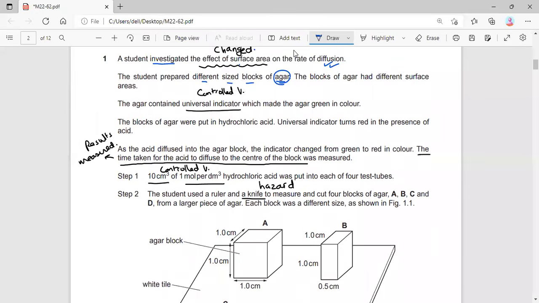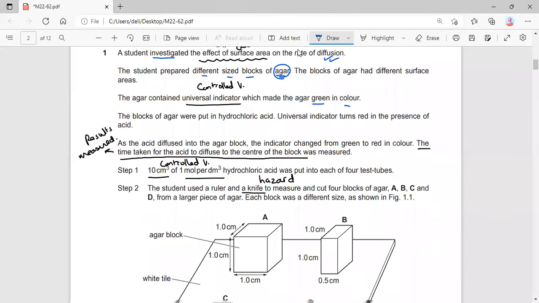Okay, the agar contained universal indicator, which made the agar green in color. Since all of them are green in color, this means that all of them have the same type of universal indicator. This is a controlled variable. What's a controlled variable? It is something you did the same in all the blocks, the type of universal indicator. I underlined it and I wrote controlled variable.